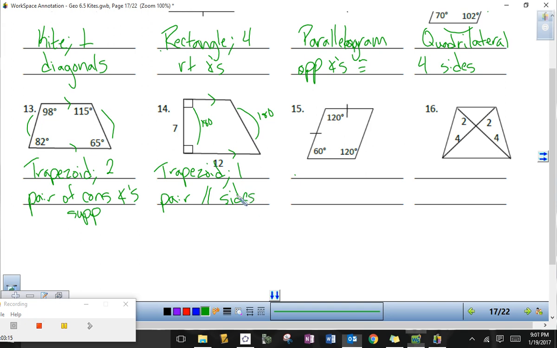Alright, the next one, I've got 120 and 60. 120, if you solve for the missing angle here, you will get 60 as well. So opposite angles are congruent. That makes it a parallelogram.